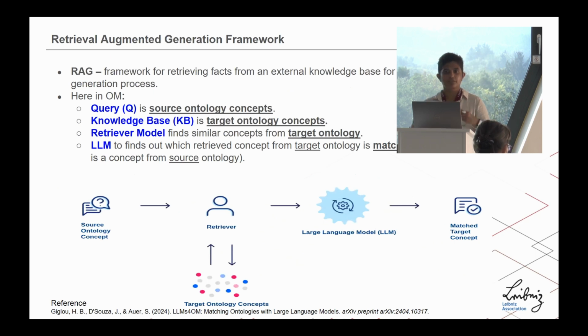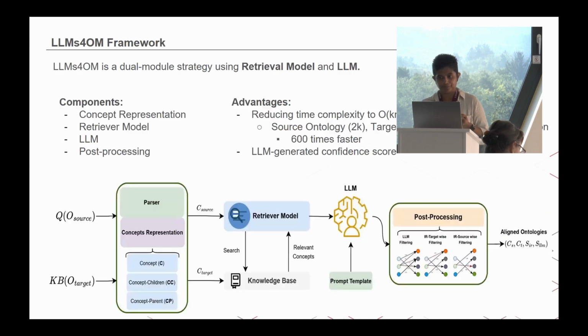So instead of doing that, we used retrievers. The retrievers act as a first step to filter out all of the most obvious concept classes that shouldn't be paired in the first place or given to the LLM. We then leverage the LLM to do the hard work, which is identifying the pairs that are actually worth matching. So the components were, first of all, we had to find a representation for the concepts. Then we implemented a retrieval model, followed by an LLM, and finally did some post-processing.